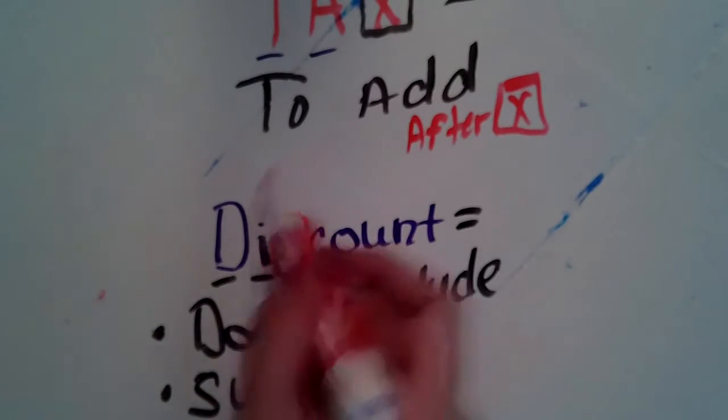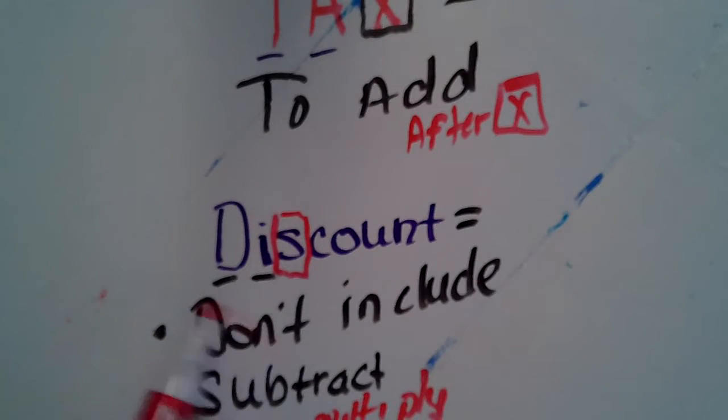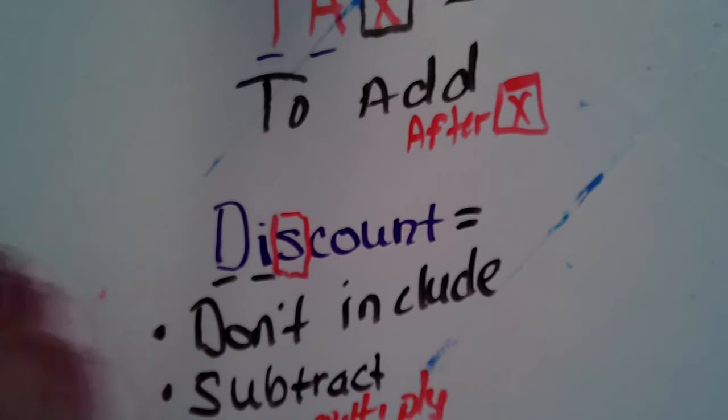So tax, to add after multiplying. Discount, the D stands for don't, the I stands for include, and the S stands for subtract. So let's look at what this would look like in a word problem. And we're going to go ahead and go with tax first, okay?